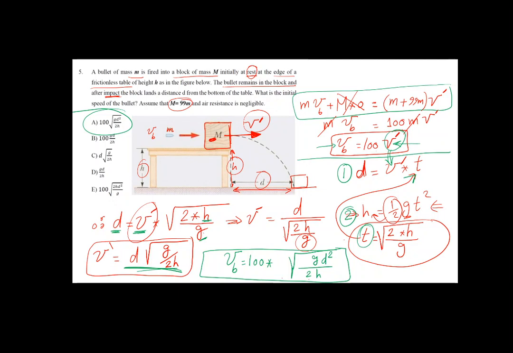Okay, then I will take v prime on the left-hand side alone and everything to the right-hand side. Then I will plug it back into the first equation here, and the bullet speed will be this term. Okay, thank you so much.